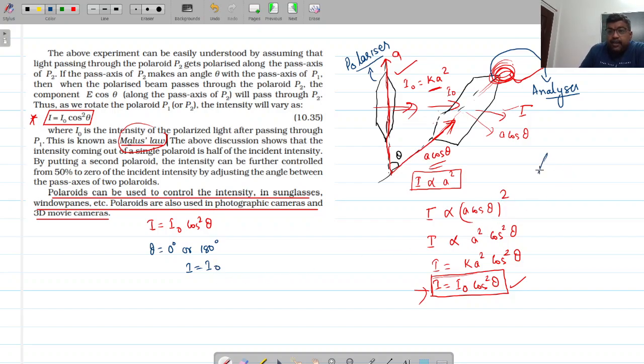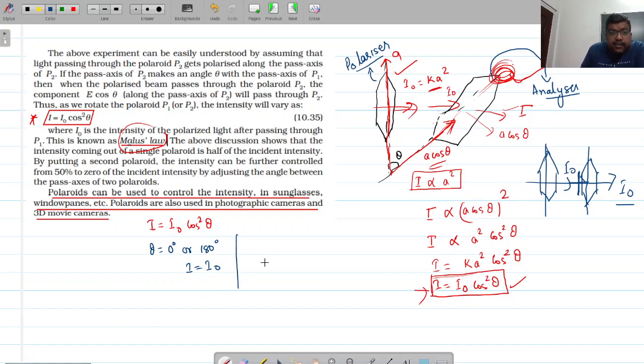Obviously, because if the pass axes of both the polarizer and the analyzer are parallel, and the light intensity here is I naught, because vibrations are taking place in this plane, this is the pass axis and this is the pass axis, both pass axes are parallel. So the same light will emerge here, I naught. Therefore I is equal to I naught.